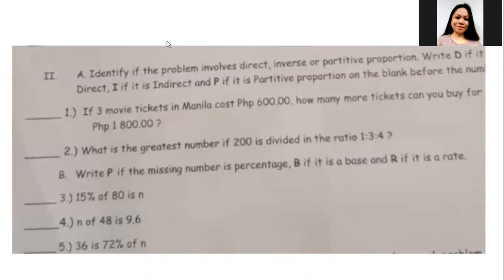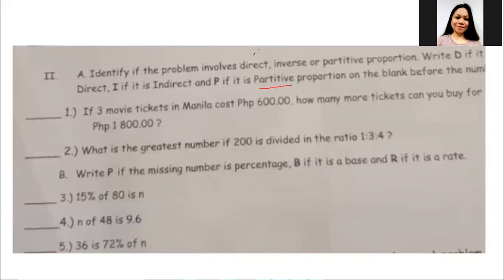All right, so what is this thing? It says, identify if the problem involves direct, inverse, partitive proportion. Write D if it's direct, write I if indirect, P if it's partitive, on the blank in front of the numbers. Okay, so remember direct. Direct means both variables go up or both of them go down. Indirect means the opposite of the given happens to the result. Partitive is when you are given ratios of parts.